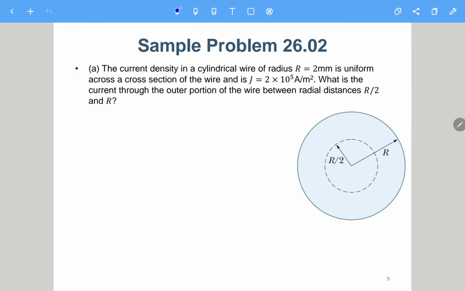Okay, so here we have a sample problem to slightly play with the definition of the current density. The current density in a cylindrical wire of radius capital R is uniform across the cross section of the wire, and is J equal to this value. What is the current through the outer portion of the wire, between radial distance capital R over 2 and capital R, which means we only consider the current for this part.